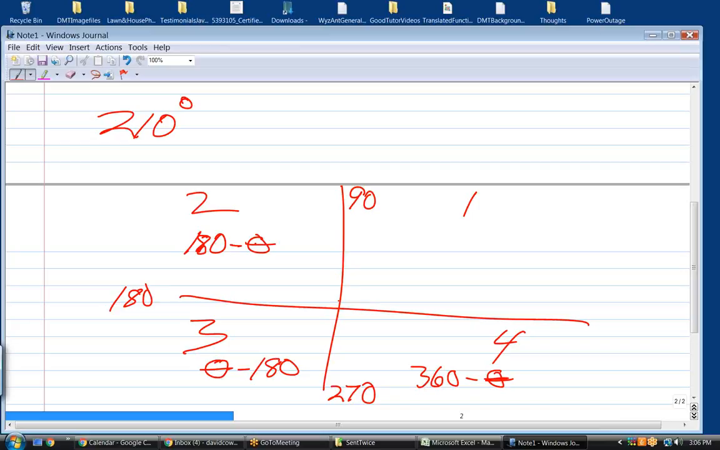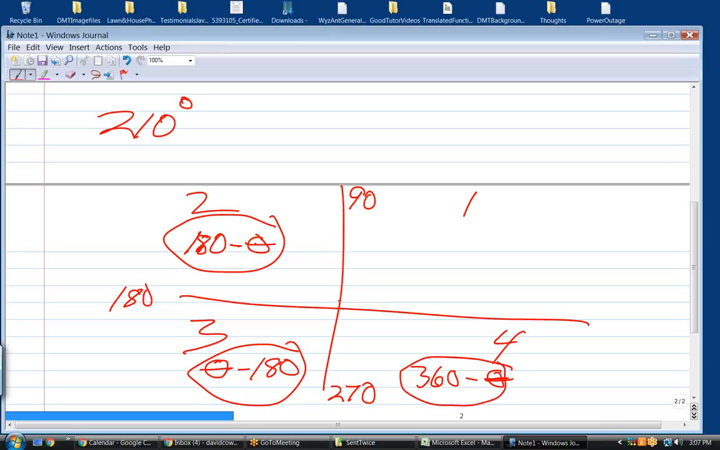Let's say I gave you 225, what's the reference angle? 45. Correct. In other words, the first thing you do is spot what quadrant it's in, and once you have the quadrant, you use one of those formulas. And that reference angle always gives you the same trig function as the first quadrant would.